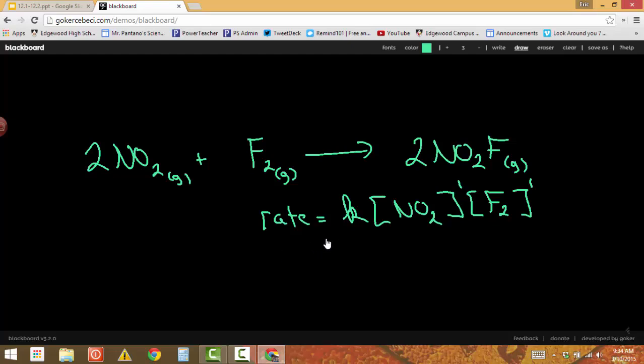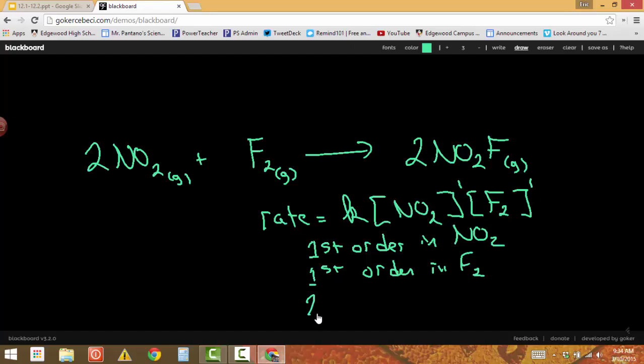Well, what does this mean? What information can we get? Well, we say that it's first order in NO2 and it's first order in F2. And that means that it's second order. We add up these two. That means that this reaction is second order overall.